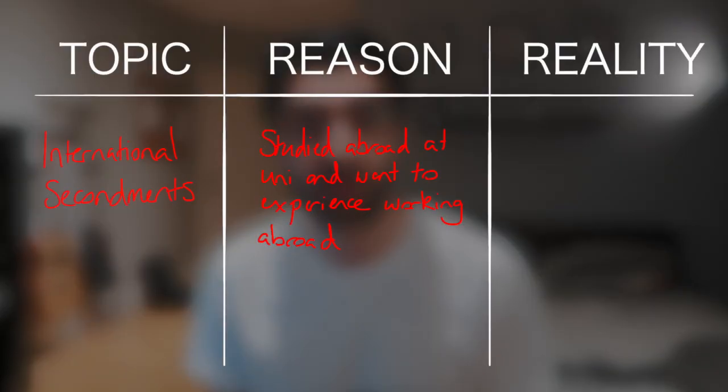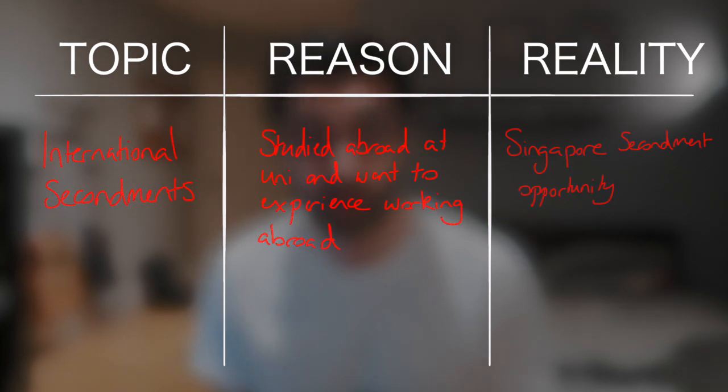Finally, in the reality heading, you want to talk about what that firm specifically has that can satisfy what your topic and your reason are. So, for example, in this case, you could talk about the law firm's Singapore secondment that you've heard about that you think is really cool. The more specific you can make this final column, the better, because that will just mean that your answer will end up being really tailored to that firm.